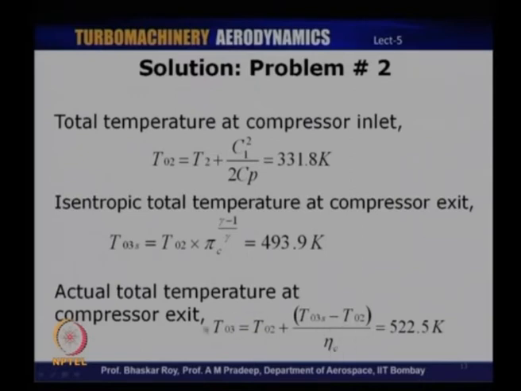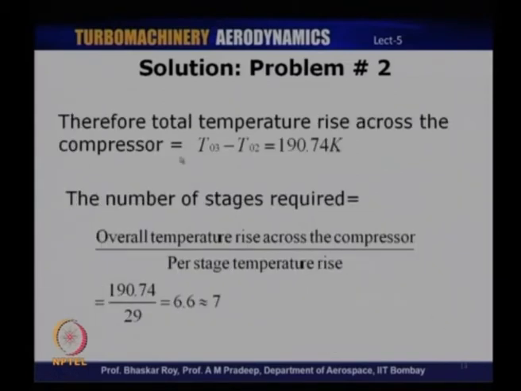Now, if you carefully look at this equation, it is basically equal to the efficiency definition, where eta_c should be equal to (T03s minus T02) divided by (T03 minus T02). So, from that we have simplified to an expression for T03. T03 we can calculate, and that comes out to be 522.5 Kelvin.